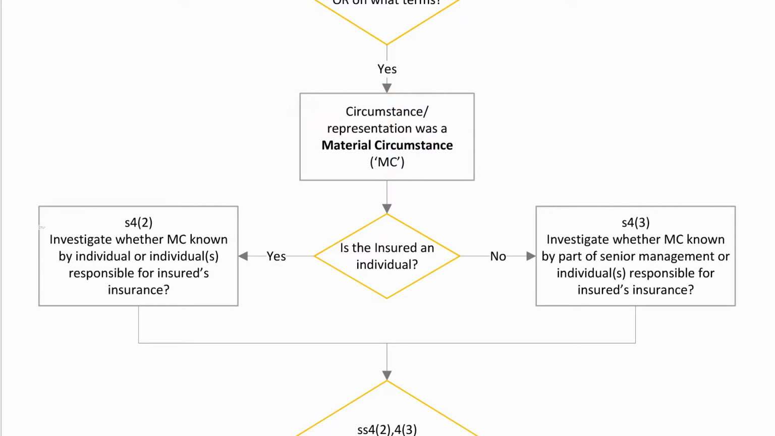When you move through the next question, you see that they are asked whether the insured was an individual or not. Depending on whether they are or whether they are a corporate entity will depend upon how you conduct your investigation. The next grey boxes will tell you who you should be talking to and whose evidence is important. Follow the yes to the left and you have to investigate whether the material circumstance was known to the individual who is your insured or the individual responsible for the insured's insurance. If you follow the no to the right, then your investigation is with senior management of the corporate entity or the individuals responsible for that insured's insurance. You carry out those investigations with the next few questions in mind.